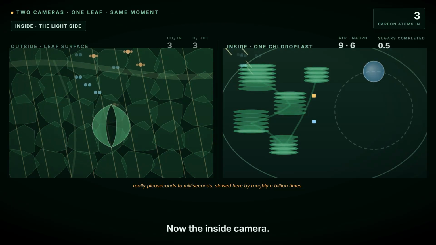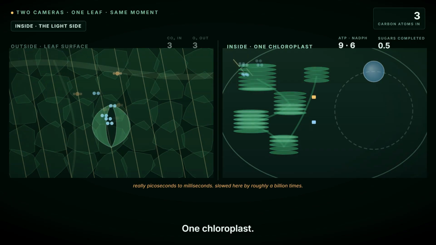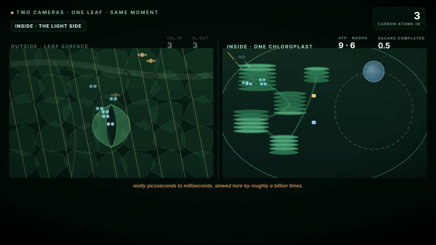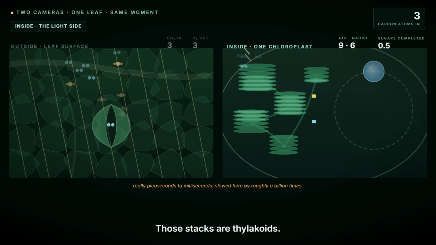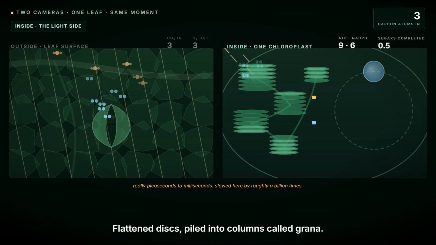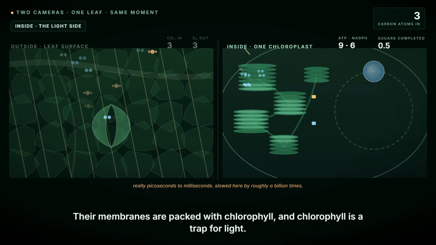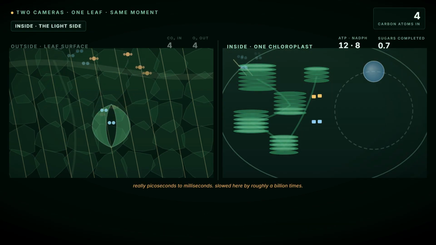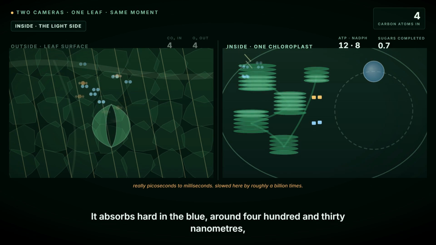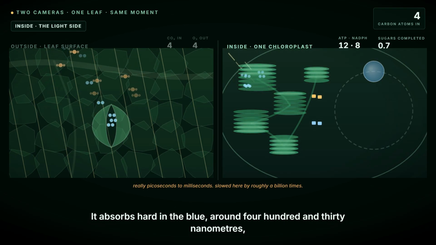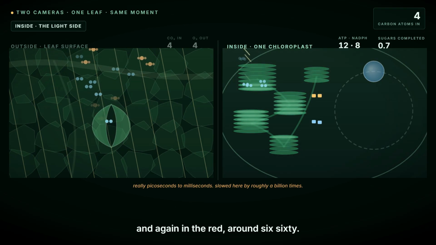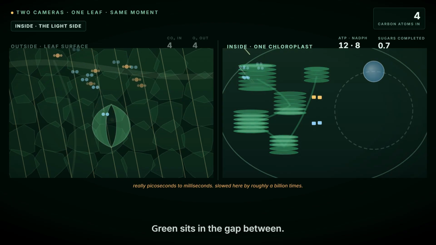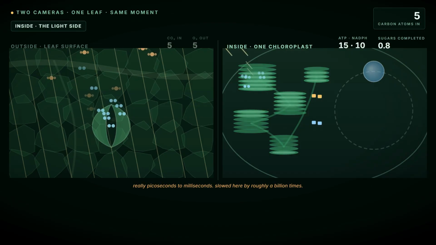Now the inside camera. One chloroplast, and the first thing to notice is how crowded it is. Those stacks are thylakoids, flattened discs piled into columns called grana. Their membranes are packed with chlorophyll, and chlorophyll is a trap for light. It absorbs hard in the blue, around 430 nanometers, and again in the red, around 660. Green sits in the gap between. It is not absorbed. It bounces off. That is why leaves are green.